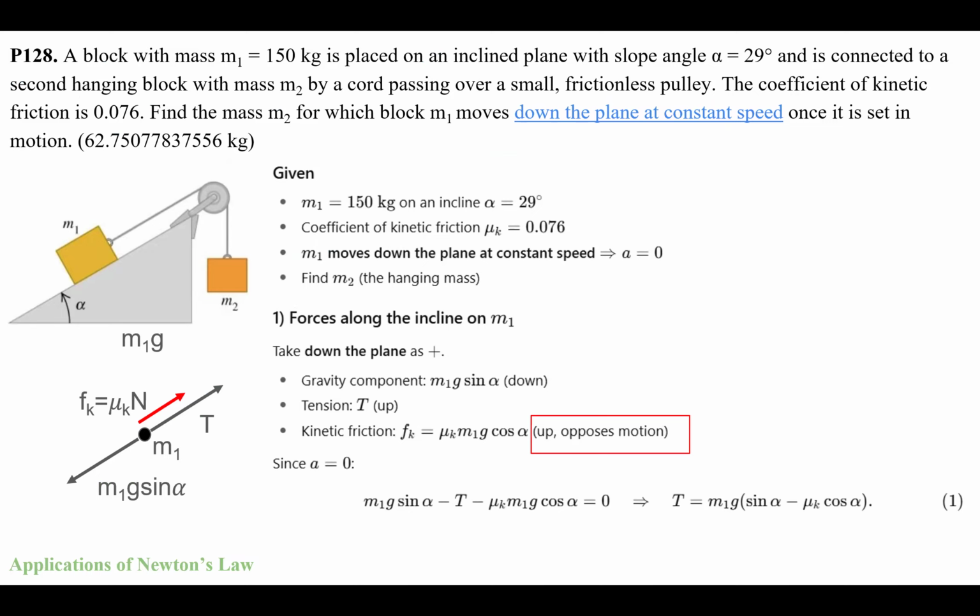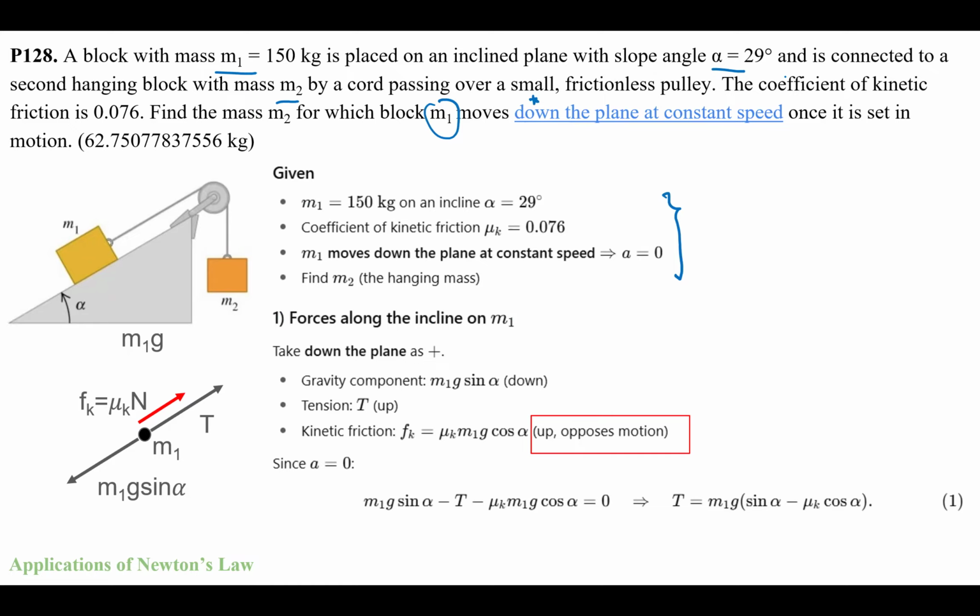And now, a nearly same situation, but with different conditions. M1 is given, alpha is given, M2, and the coefficient of kinetic friction is given, and find the mass M2 for which block M1 moves down the plane at a constant speed. Note that in the previous case it was moving upward, but now it is moving downward. So it's the opposite case. Then what is changing? The condition is more or less the same.